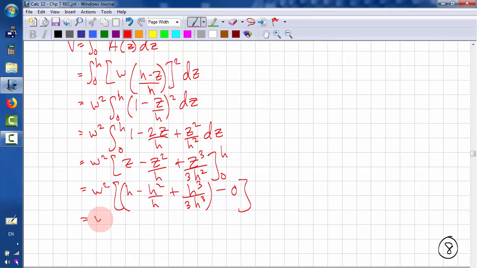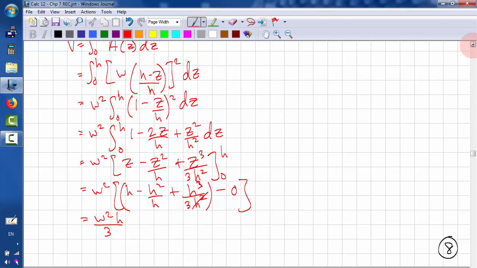And then finally we simplify. H squared over h is just h, so these two cancel out, and we get w squared. And h squared gets canceled out of here, so we just have h over 3. Okay, and that is the formula for a pyramid.